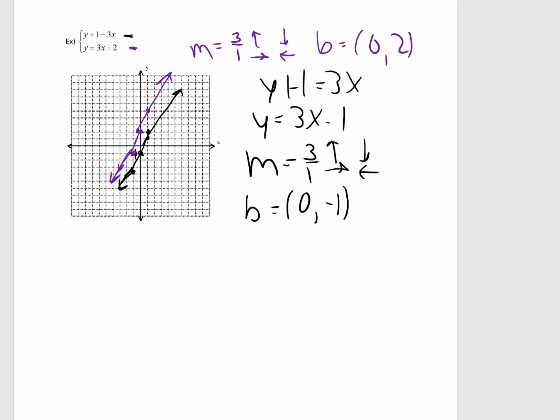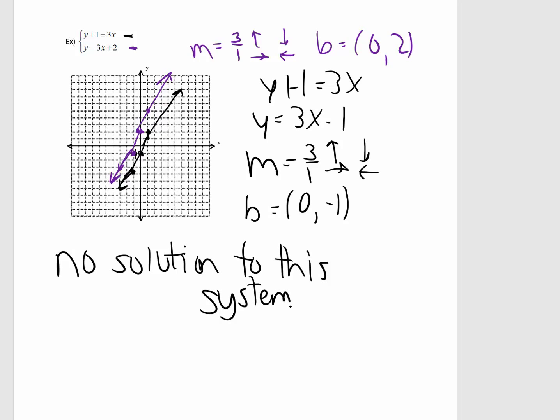Now, you can tell very quickly that these two lines are parallel, meaning that there is no solution to this system. Now, even without these horrific graphs that you're looking at, you could look at the slope of the top equation, which is 3, and the slope of the bottom equation, which is 3. But notice the y-intercepts are different. Remember, we talked earlier in the course that if two lines have the same slope but different y-intercepts, then the lines would be parallel. And now we've shown that here.